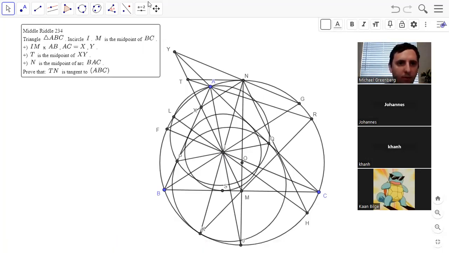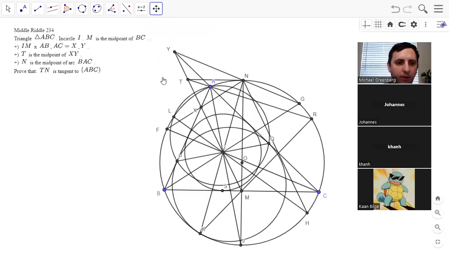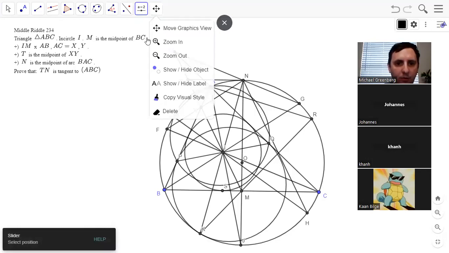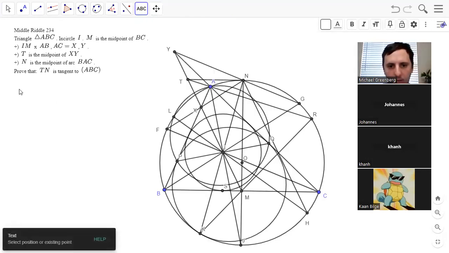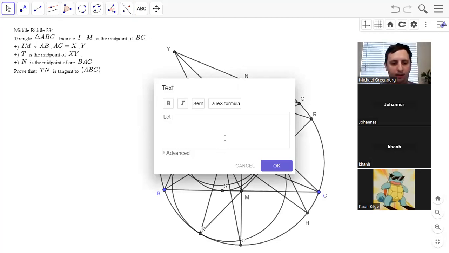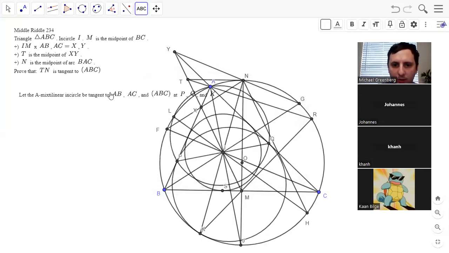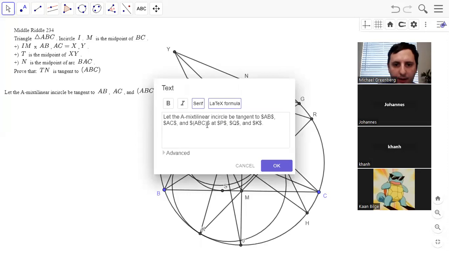Yeah, I'm going to write everything that we said was well known, and then in the very end, if we want, we can prove it. So let the A-mixtilinear circle be tangent to AB, AC, and ABC at P, Q, and K. All right. So it's well known that NI and K are collinear.